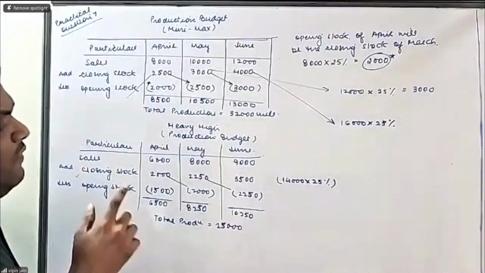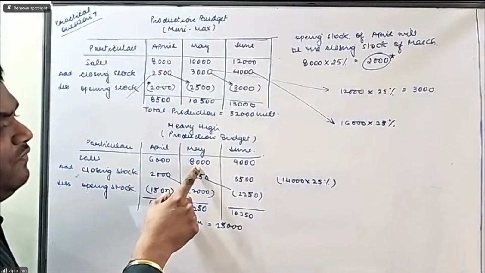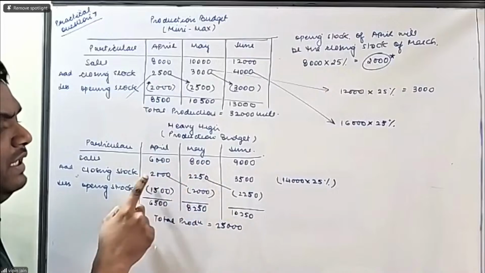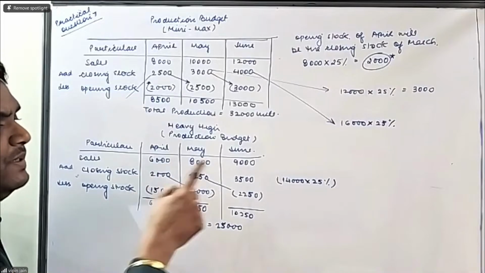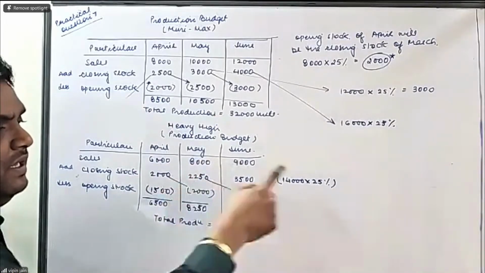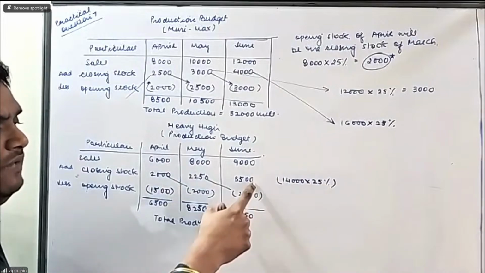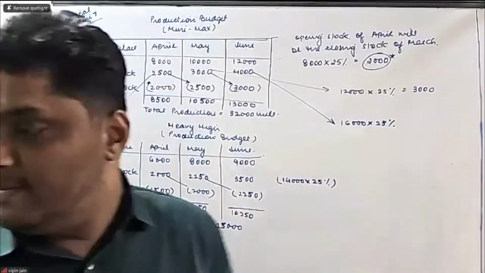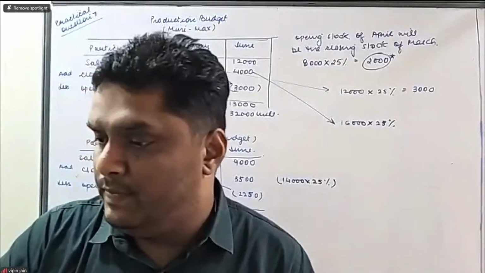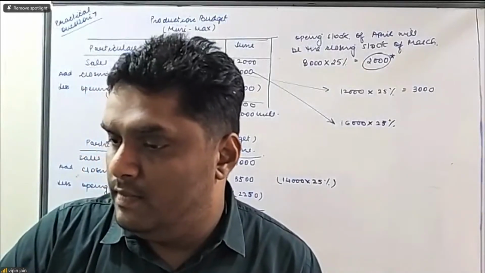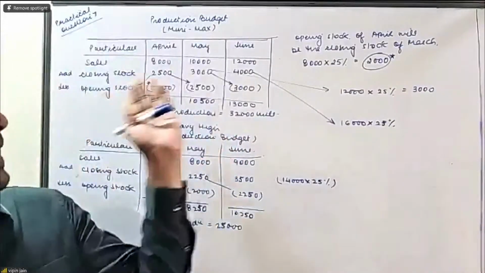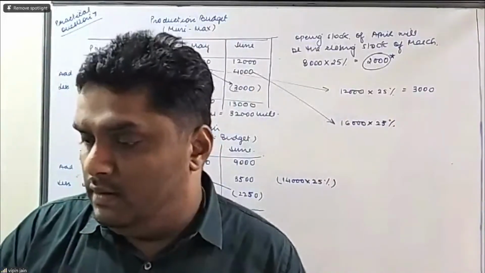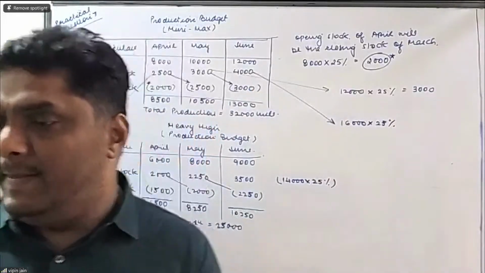The closing stock will be what? 25% of the succeeding month sales. So this 2000, how come 8000 into 25%, 9000 into 25%, and 14,000 into 25%? This is how I got this closing stock. I request you guys to please copy at least one table. Again, what you will write, you will remember it forever. So giving you 2 minutes time.